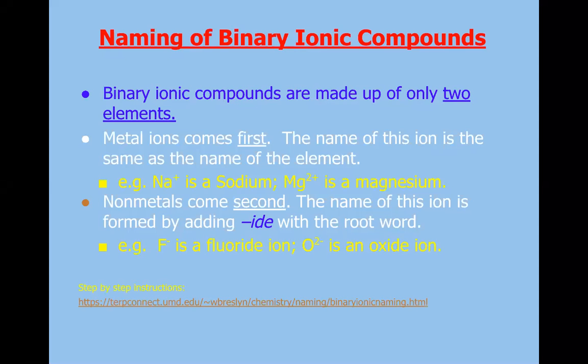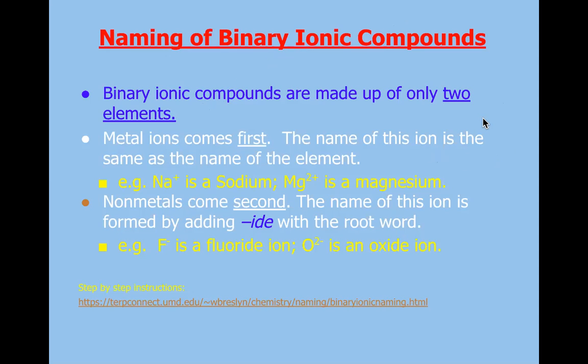Okay, what are the rules? So bi means what? How many? Bi means two. So naming binary ionic compounds means naming ionic compounds with two atoms. Okay, so what is the first rule? The first rule is binary ionic compounds are made up of only two elements. Already I told that.